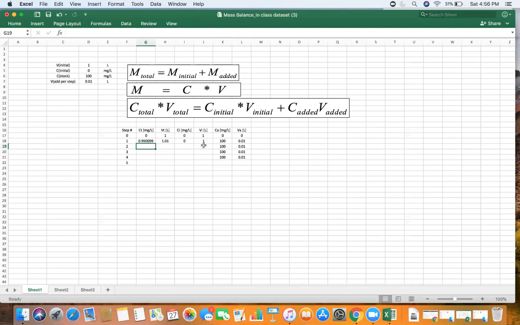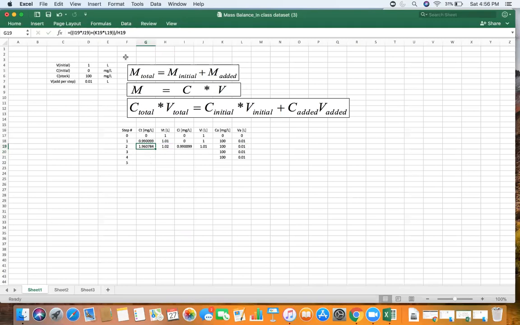Now we will do the same thing for our second time step. Volume initial is now 1.01. Concentration initial is the previous concentration. Volume total equals the volume initial plus the volume added. And then our concentration total is the same equation, which is concentration initial times volume initial plus the concentration added times the volume added, all divided by the volume total.